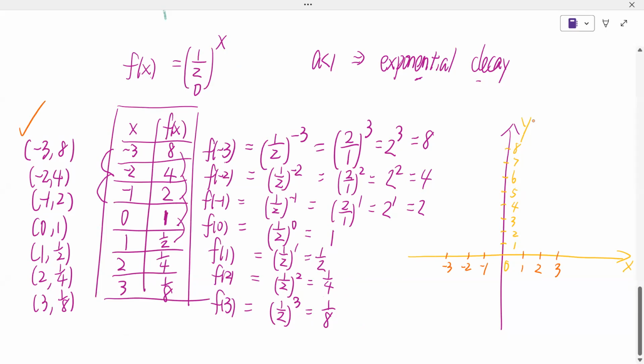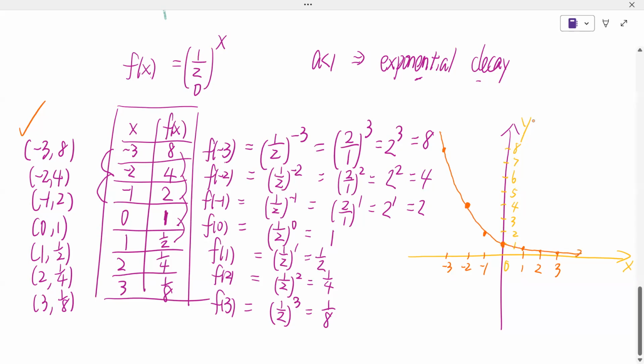Start with -3, 8. -3, 8 goes here. And second ordered pair, -2, 4. And then -1, 2. And 0, 1. And 1, 1/2 is here. And then 2, 1/4, 3, 1/8. Right? Something like that. Now we're going to connect them using a curve.